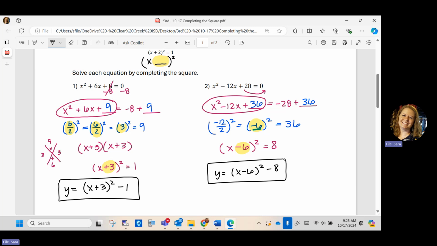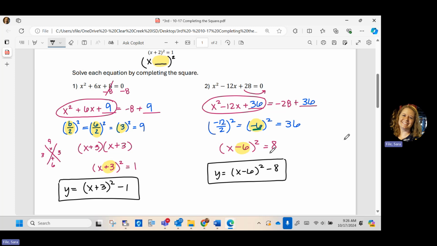Once we have the equation in vertex form, I could tell you the vertex, right? What's the vertex of this quadratic? +6, -8. Remember, the h is the opposite of the sign that you see here. So 6, -8 would be the vertex. A is an understood 1, so it's opening up. It's not stretched or compressed. It's just shifted right 6, down 8.